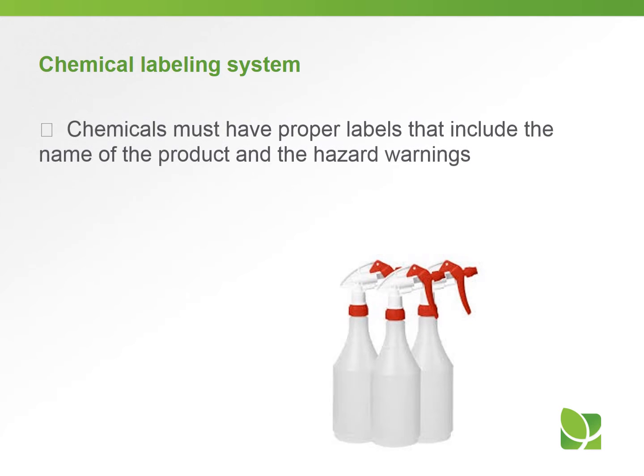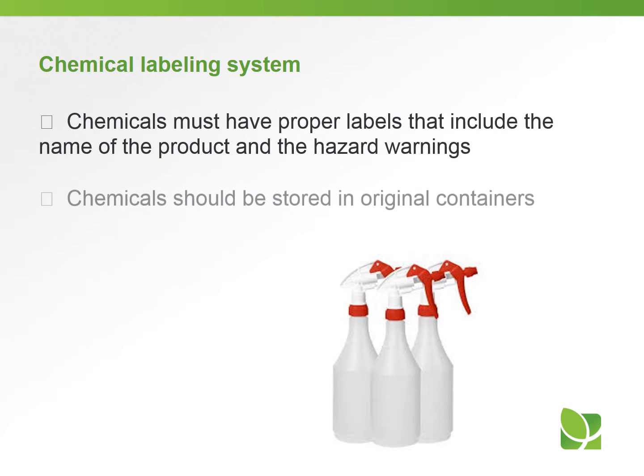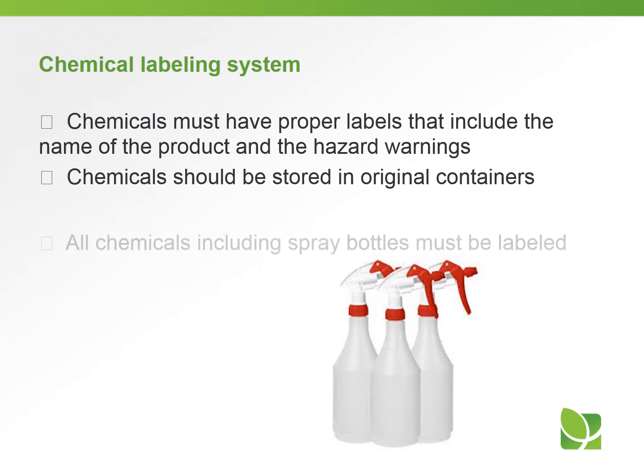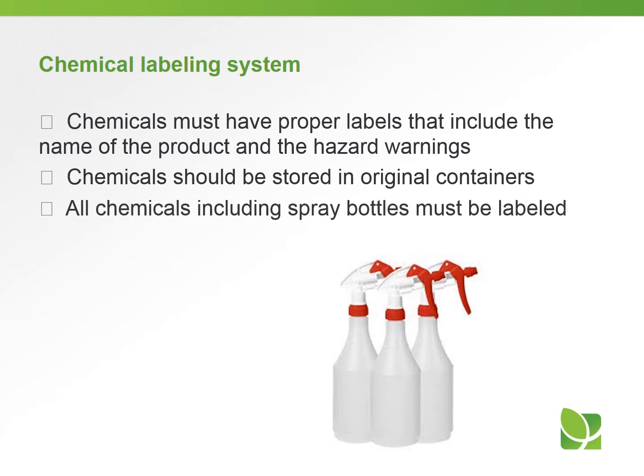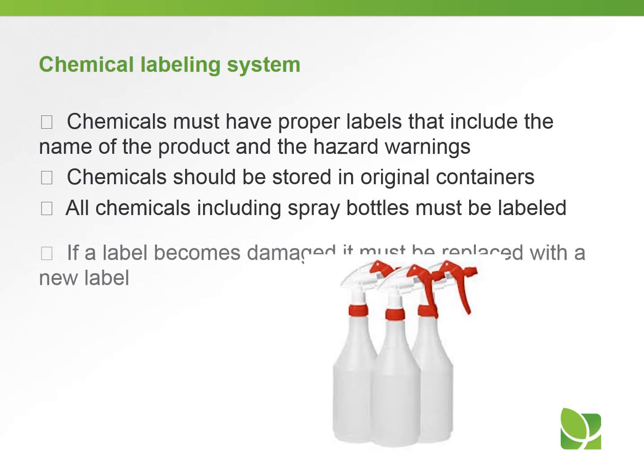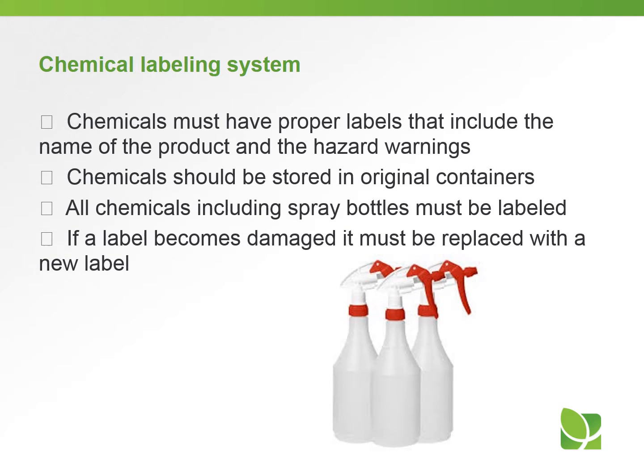Chemical labeling system. Chemicals must have proper labels that include the name of the product and the hazard warnings. Chemicals should be stored in original containers. All chemicals, including spray bottles, must be labeled, and if a label becomes damaged, it must be replaced with a new label.